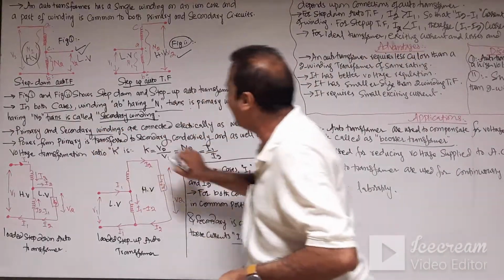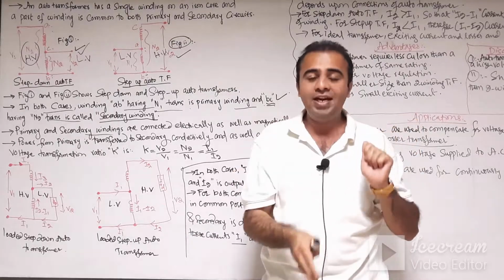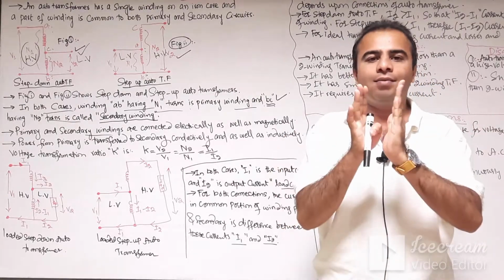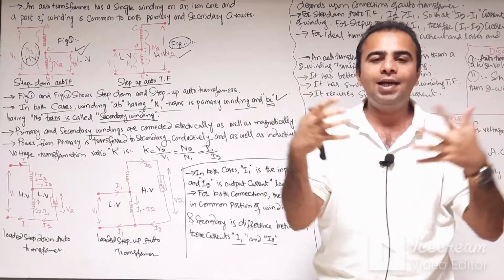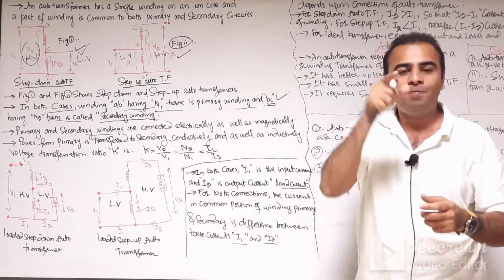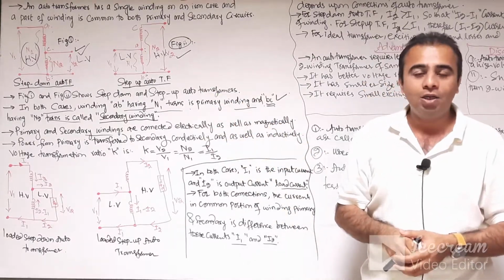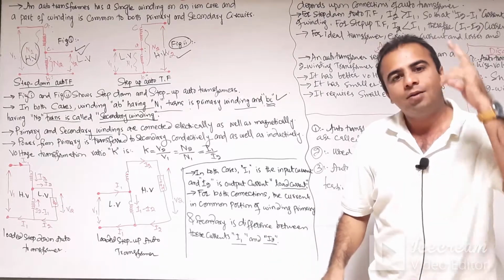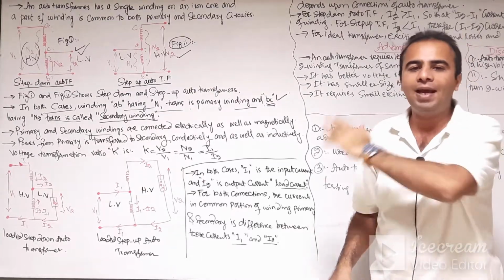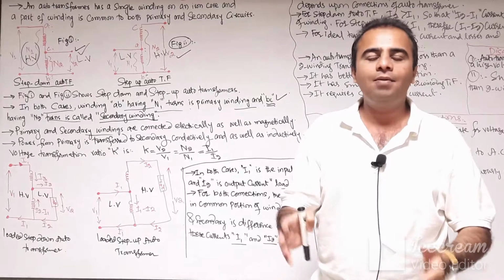Now the primary and secondary windings are connected electrically as well as magnetically. Let's differentiate the two winding transformer from the autotransformer. In the two winding transformer, there are two windings that are magnetically coupled but electrically isolated. But in the autotransformer, both the primary and secondary windings are electrically connected and also magnetically coupled. This is the beauty of the autotransformer, whereas the two winding transformer is electrically isolated but magnetically coupled.